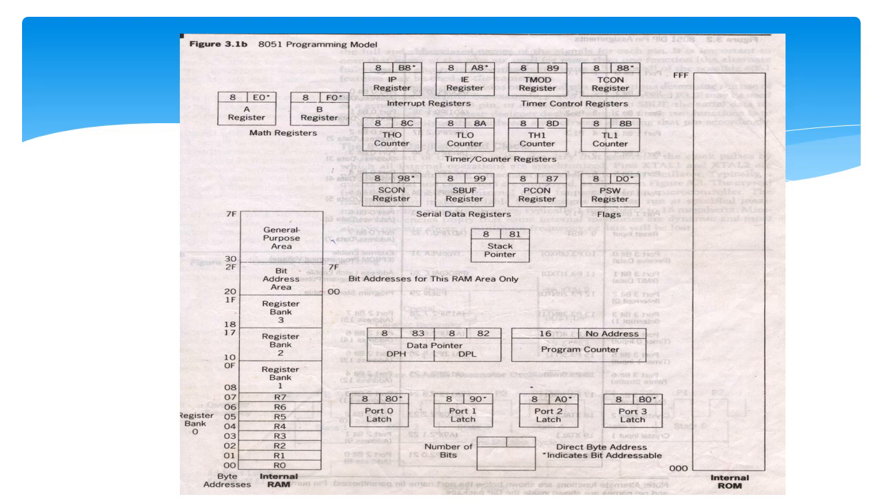The program counter is a 16-bit register, and you have some other registers which are called port 0, port 1, port 2, port 3. All these come under the special function registers. It has got 4 KB of ROM memory. So this is the programming model of 8051. So the internal RAM is the topic today.